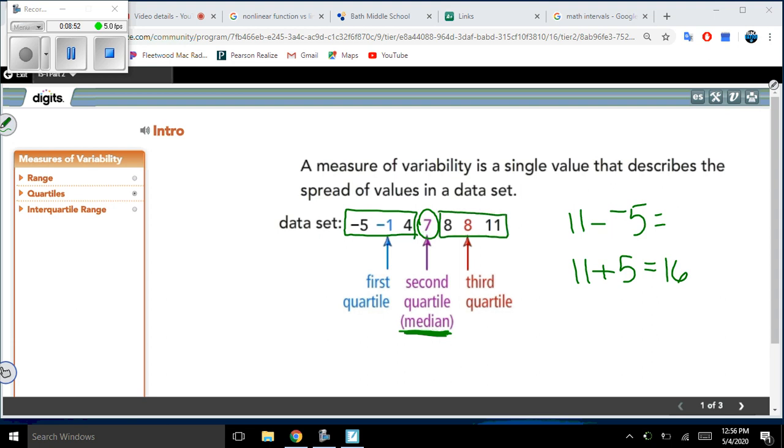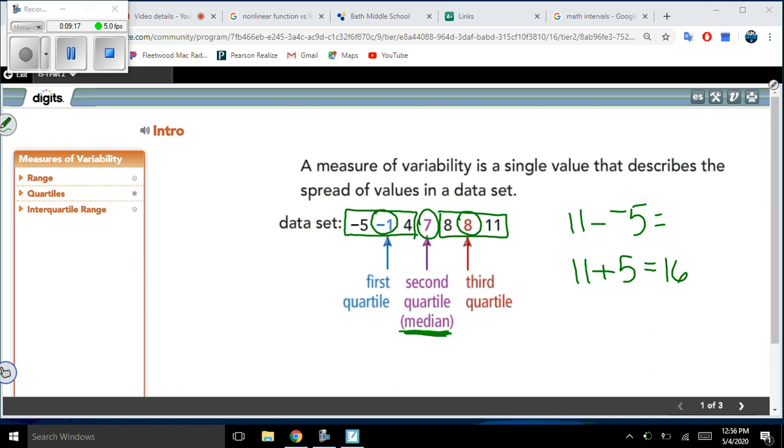And you can see in this situation, the first quartile is kind of like saying, what's the median of the lower half? Well, here's the median of the lower half because it's the middle number in that set of 3. That's the first quartile. Here's the middle number in the higher set of 3. So our first quartile and our third quartile are going to be that -1 and that 8.